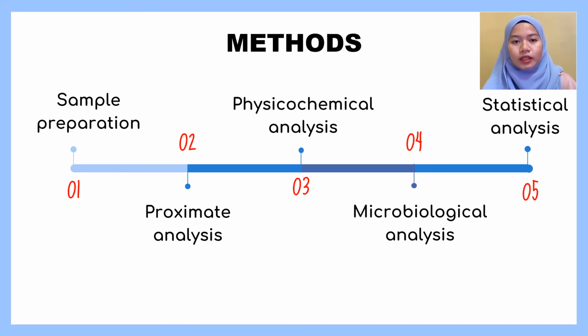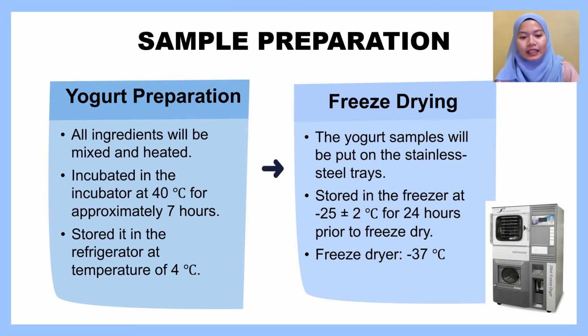Next, for the method, you will start with the sample preparation, then continue with the proximate analysis, physical-chemical analysis, microbiological analysis, and the last is the statistical analysis. In the sample preparation, the yogurt will be prepared first, where all the ingredients will be mixed step by step, and then heated. After that, it will be incubated at a temperature of 40 degrees Celsius for approximately 7 hours, and then stored in the refrigerator at 4 degrees Celsius.